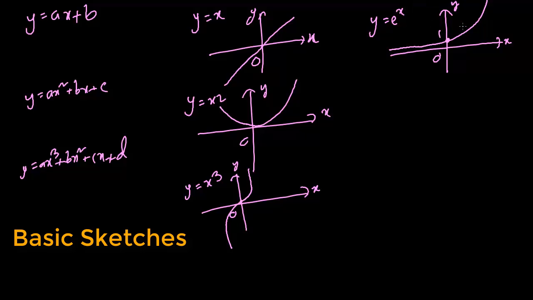So I put 1 here. Now it's worth noting that if I don't draw the x-axis and only the y-axis, the picture would look like this. This is the y-axis, this is the origin. So this is like a magnetic field of a thing. We call it the asymptote.